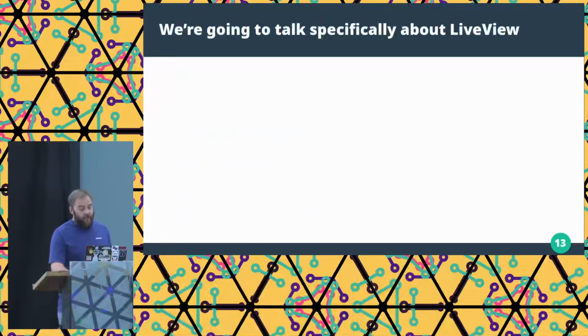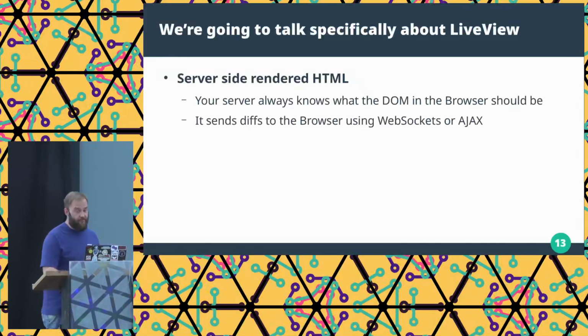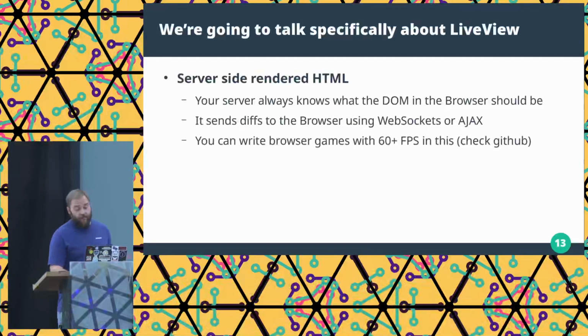And we're going to talk specifically about the feature called LiveView. And it's server-side rendered HTML. Well, most of the HTML is. But the difference is, through this, the server always knows which variable is bound where in the DOM. So you can easily update it without you actually having to know it. And then it sends diffs to the browser over WebSockets or AJAX, so your web page gets updated, but not the entire page or anything, just the snippets that change. That's pretty efficient. And people already wrote browser games with it, like 60 plus FPS. I mean, impressive for something like that.